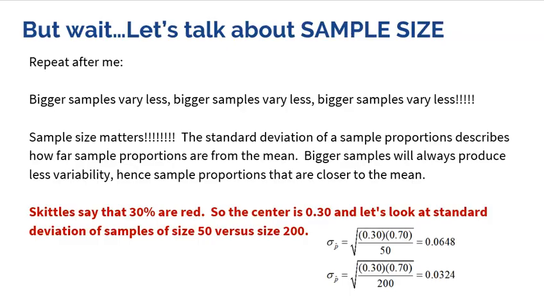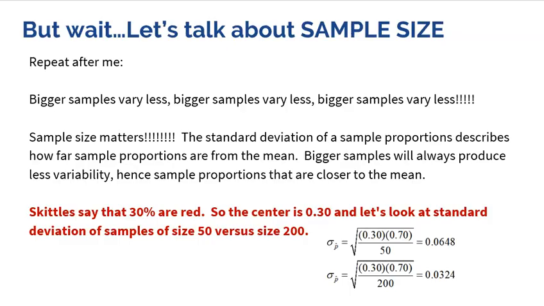The standard deviation of sample proportions describes how far sample proportions are from the mean. Right? That's what this formula tells us. How far we expect other sample proportions to be from the truth. But bigger samples will always produce less variability, hence sample proportions that are closer to the mean. If you don't believe me, look at this example. Let's suppose that 30% of all Skittles are red. So the center of a distribution would be that truth, 0.3. And the formula for the standard deviation.